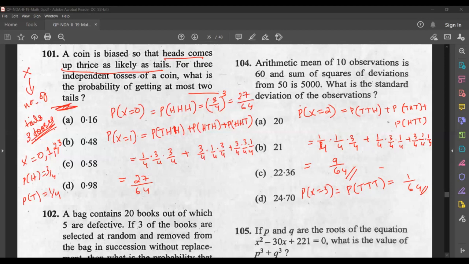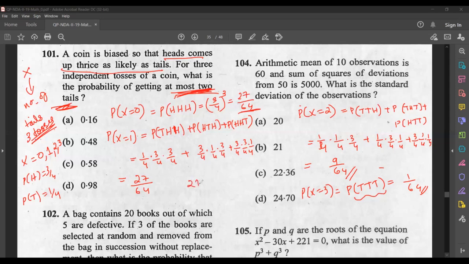But see, they are asking about 2 tails only, isn't it? The probability that it can be 2 tails only. So we need to take this third condition, isn't it? We have to only get 2 tails. So 2 tails means at most, maximum 2. So it is possible that it can be less than 2 also. So what are the things you have to add?